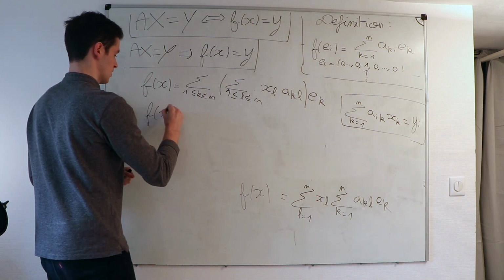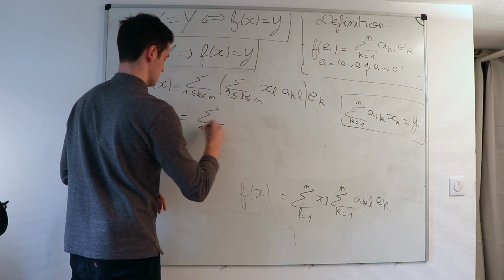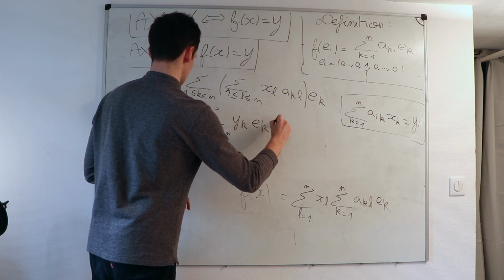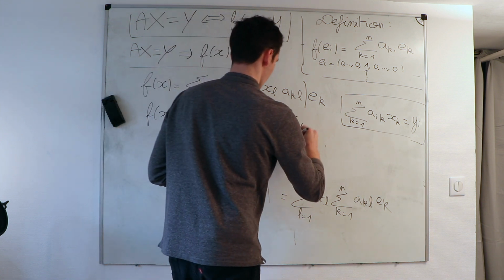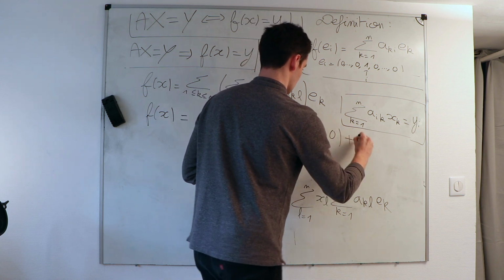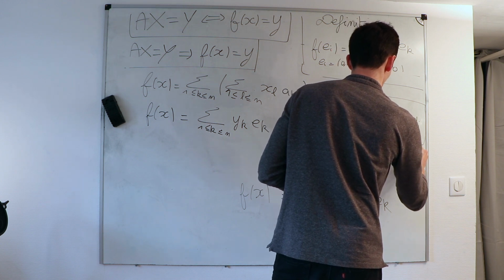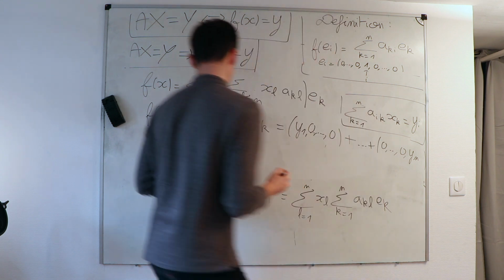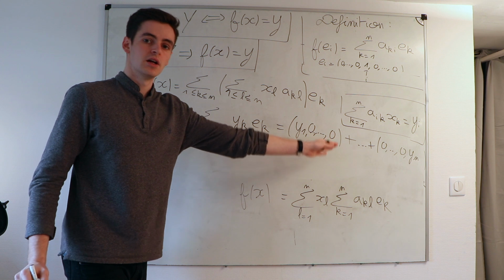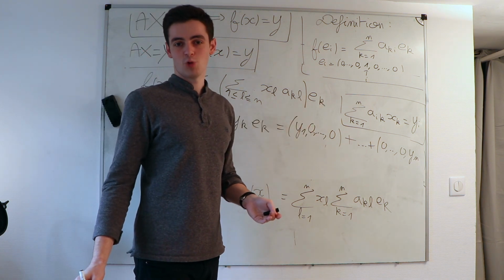And then we have that F of x is equal to the sum for k between 1 and n of yk ek. That is to say, F of x is equal to y1, 1, 0, 0, 0, plus etc., plus 0, 0, 0, 0, yn. That is to say, F of x is equal to y1, y2, etc., up until yn. So F of x is equal to y.